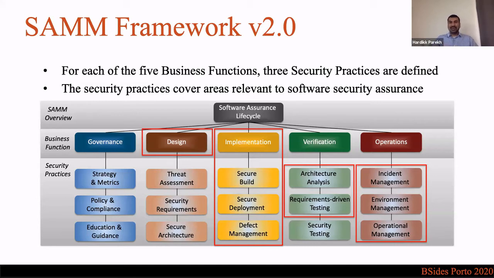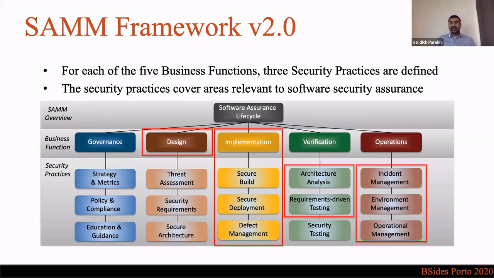For each business function, SAMM defines 3 security practices. Each security practice is an area of security-related activities that build assurance for the respective business function. For each security practice, SAMM defines 3 maturity levels as objectives to be accomplished. Each level within a security practice is characterized by successively more sophisticated objectives and more stringent success metrics. Overall, as you increase the level of maturity, you should expect a higher cost of implementation.